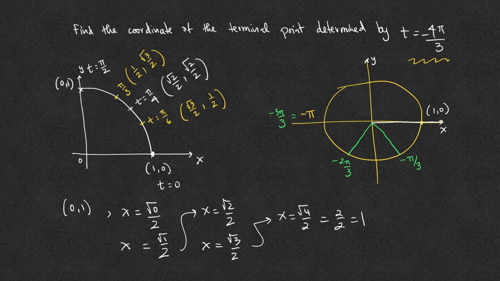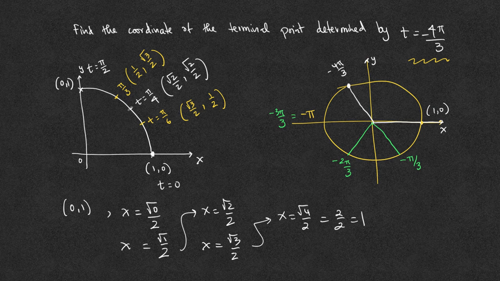We still need to keep moving because we want to get to negative 4 pi over 3. Negative 4 pi over 3 is from negative 3 pi over 3 going one more pi over 3. This is negative 4 pi over 3.